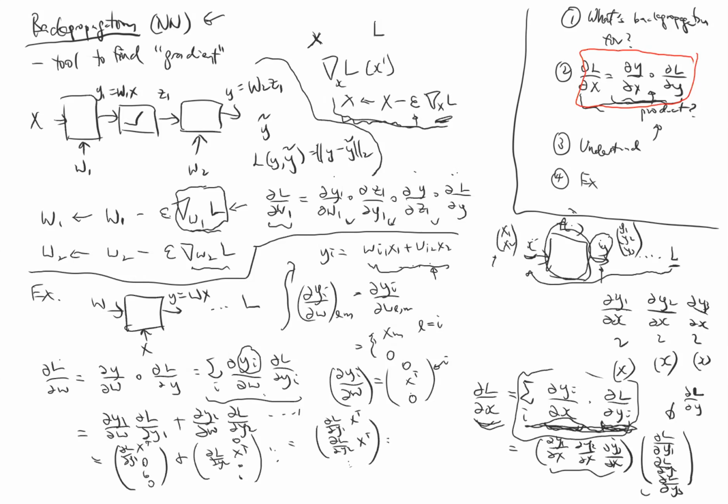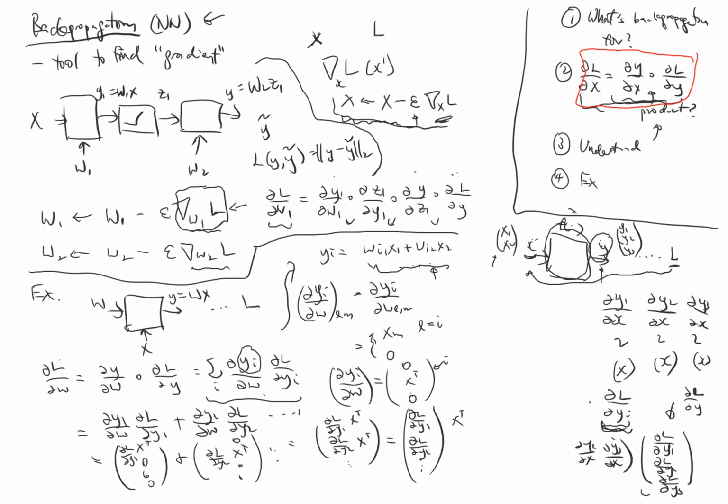So therefore, eventually it's just equal to partial L over partial Y1, partial L over partial Y2, and so on and so forth, times X transpose. So this is partial L over partial Y times X transpose.